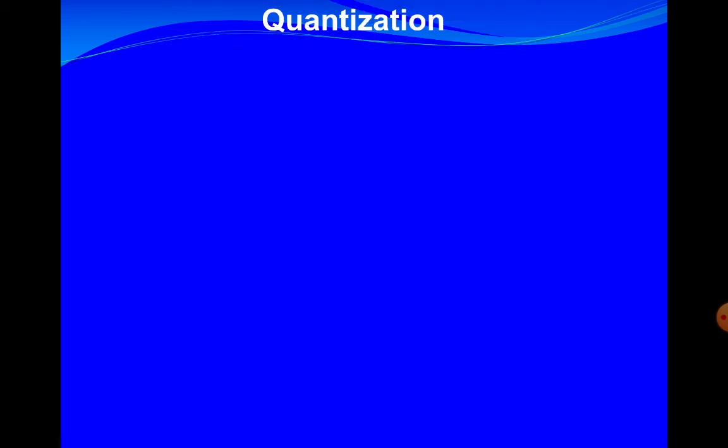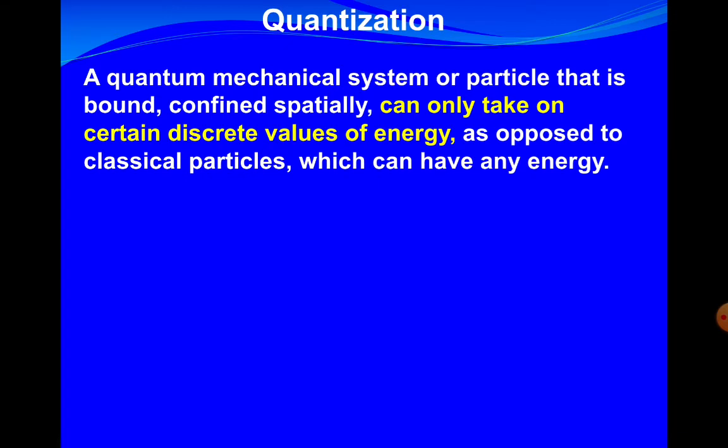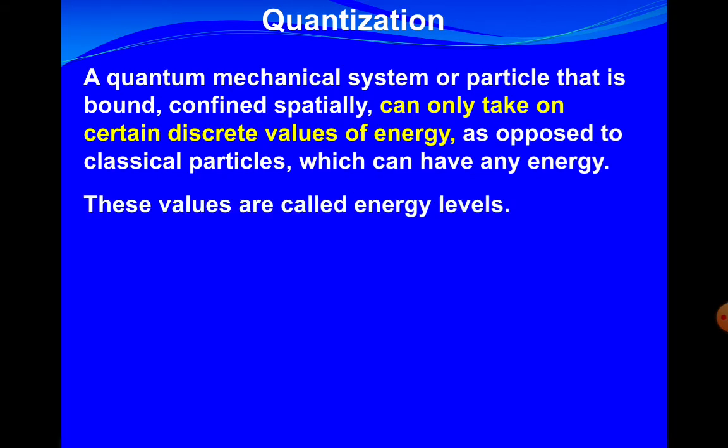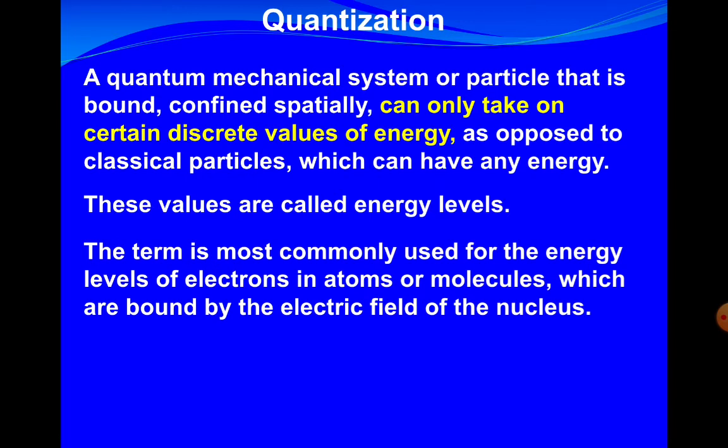So let's talk about quantization. In a quantum mechanical system or particle that is bound, it can only take certain discrete values of energy. This is opposed to the theory of classical particles that can have all energies. These values, we call them energy levels within the atom. So it's mainly used for atoms or molecules which are bound by the electric field of the nucleus.